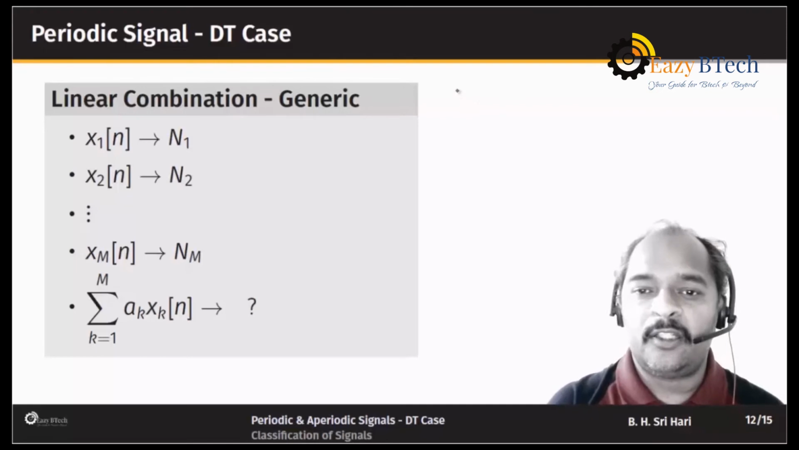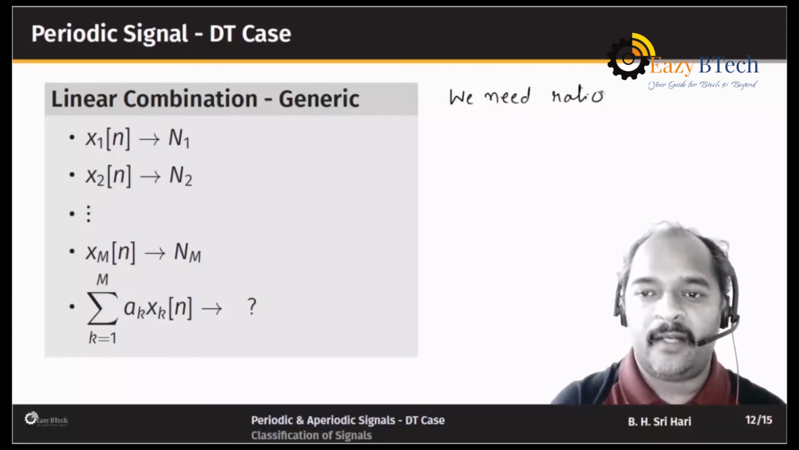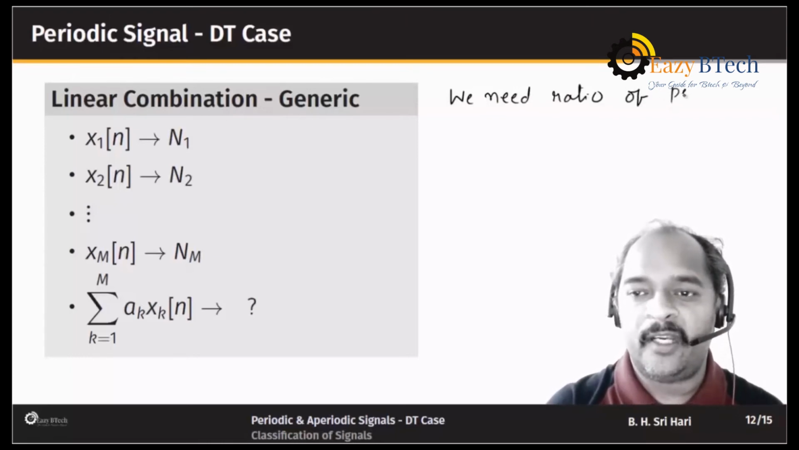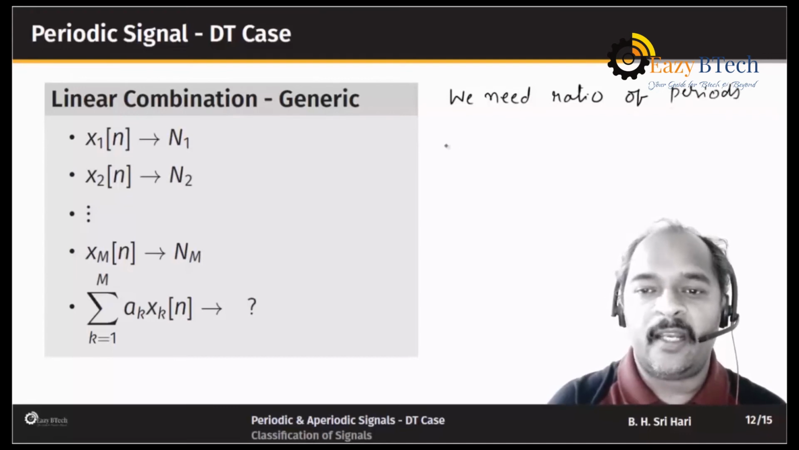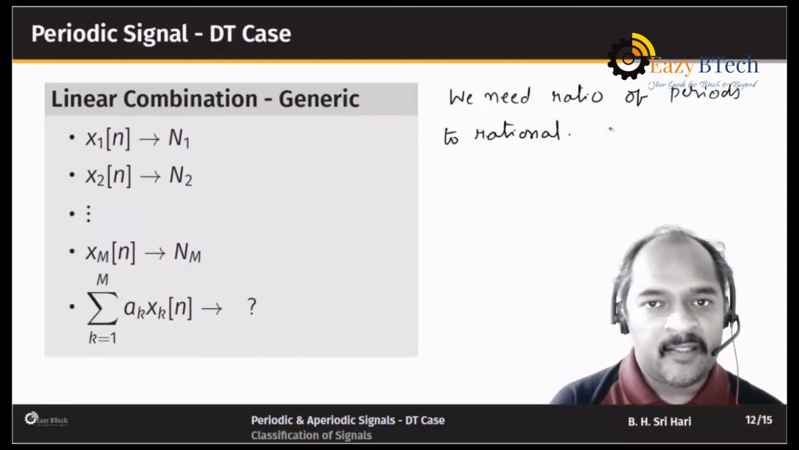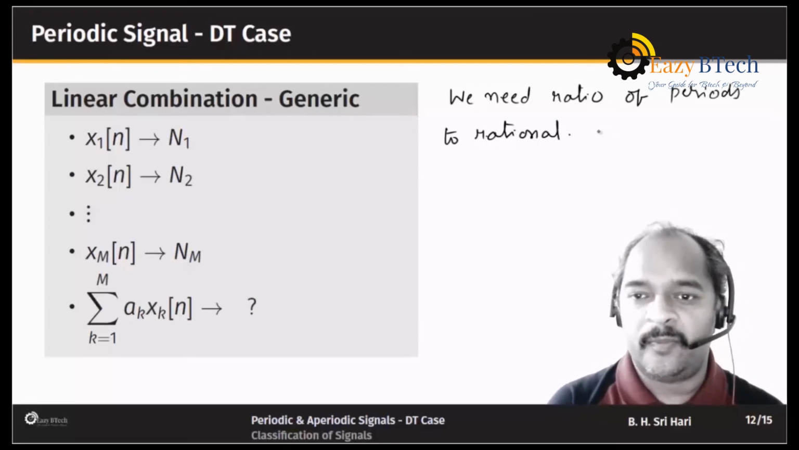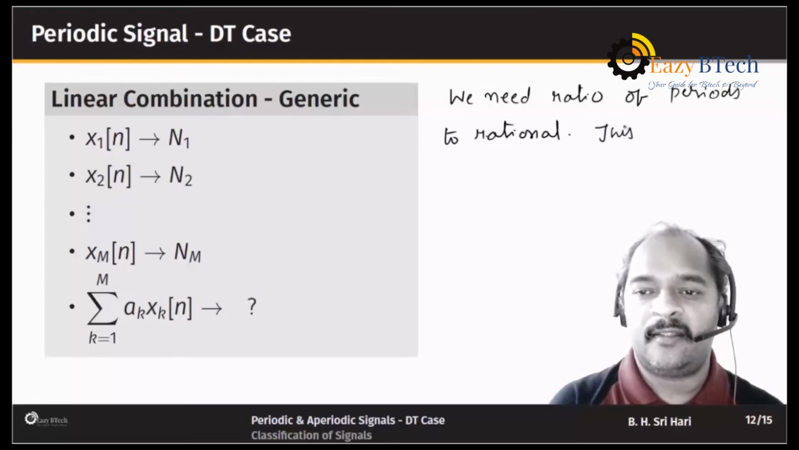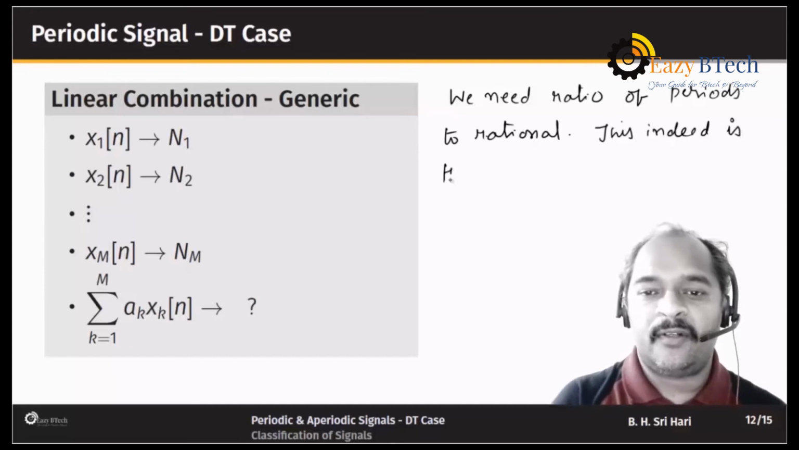We need all the ratios of the periods to be rational. And that is the case. Why? Because the periods are always integers, the ratio definitely turns out to be rational. So this indeed is the case, and hence what do we say?